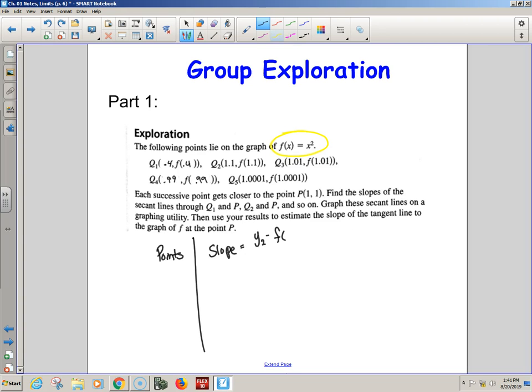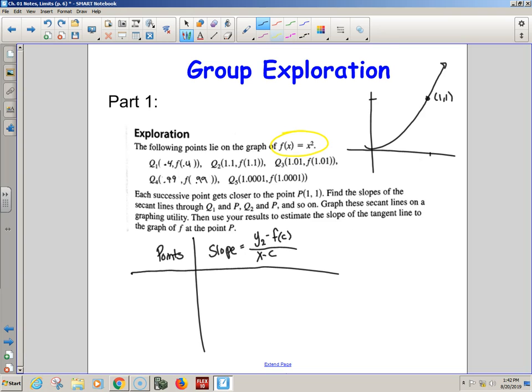y2 minus, well, hold on. What's the point that we're trying to find the slope at again, guys, for the graph on your paper? What point? 1, 1. Yeah, 1, 1, right? So we're going to do y2 minus f of c all over x minus c. But what we get to do for every single one is we're going to use the point 1, 1 for every single example. Because we're making secant lines.